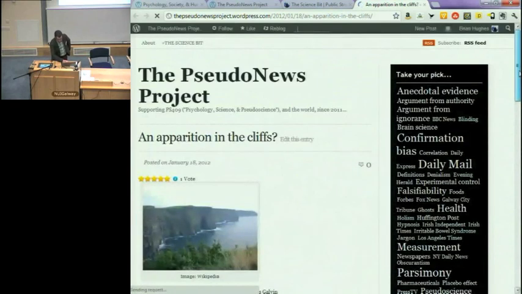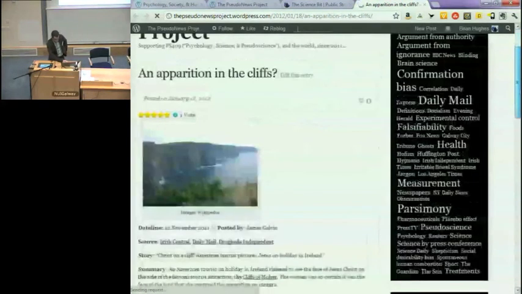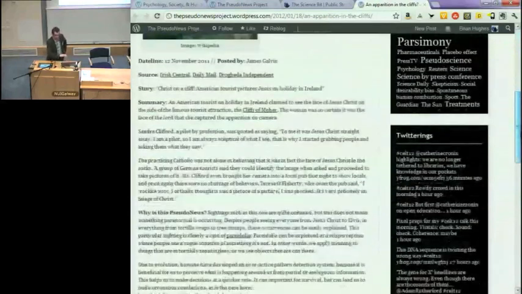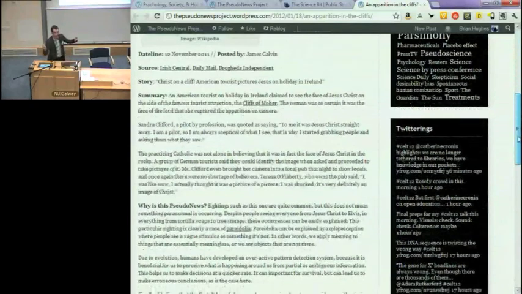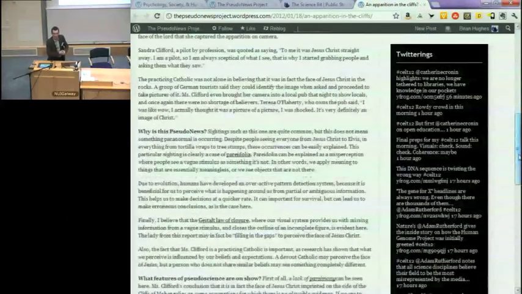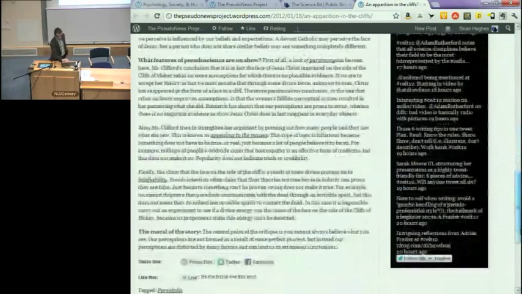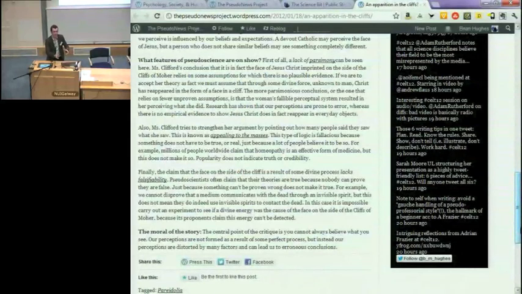So here's a story about someone who saw Jesus Christ in the cliffs of Moher. And there's a summary. So this is the structure I gave them. Provide a summary of the story. Say why it's pseudo-news, so give some examples of psychological principles like pareidolia and the Gestalt laws and so on. And then go through what features of pseudoscience are on show, and they have a lack of parsimony, appealing to the masses, lacks falsifiability, and then give the moral of the story.